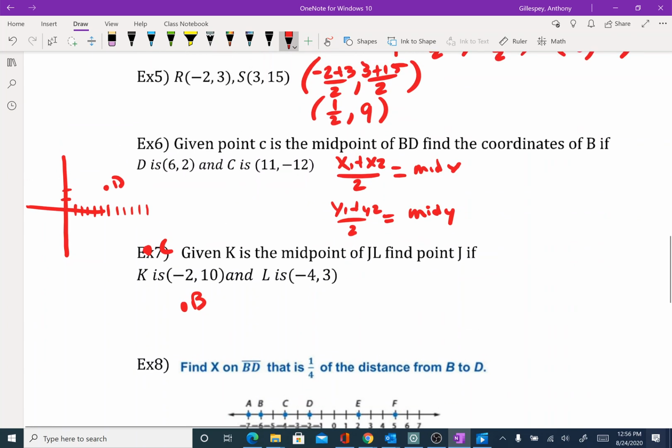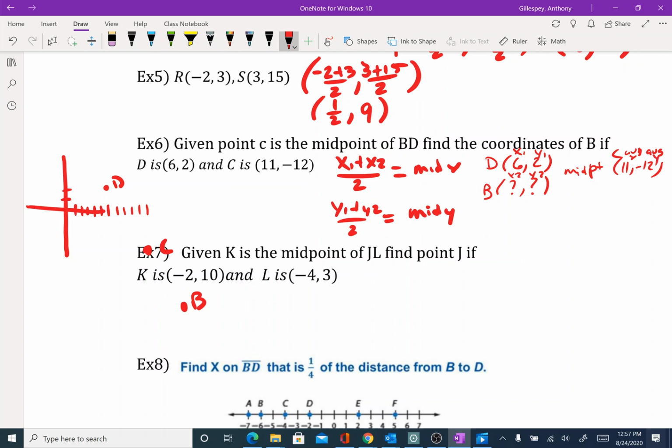Well, we got to be careful because we know what D is, right? We know D is at 6, 2, but we don't know where B is, right? And we do know that the midpoint, that's what it says, the midpoint is at 11, negative 12, right? Because C is the midpoint. So you got to be careful here because you're going to have to do some algebra. And it's pretty simple algebra, right? Be careful because this is x1, this is y1, this is x2, y2, and this is the average, right? This is the average of the x's, and this is the average of the y's.